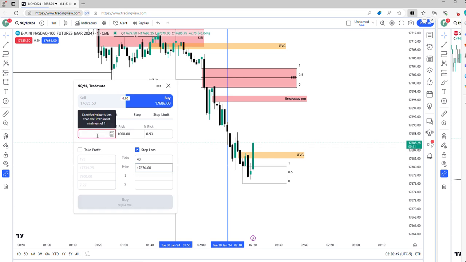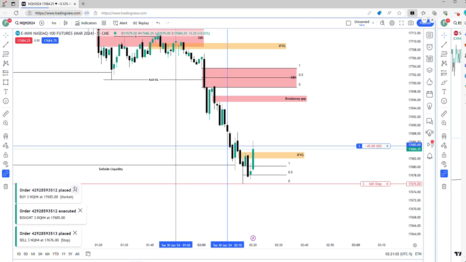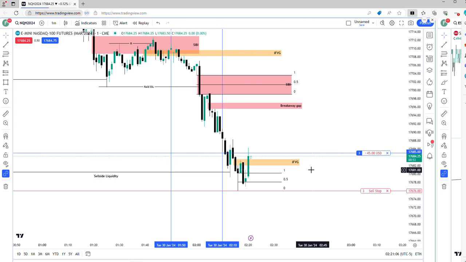And we'd probably only want to be in with 3 contracts, so risking about... okay, so we're closing above that. I'm going to enter now. So that's entering off an inversion fair value gap. Stop loss is below this low.